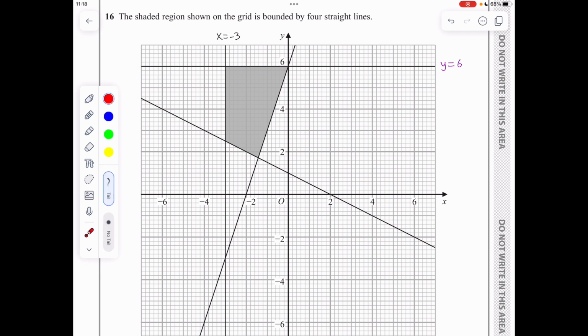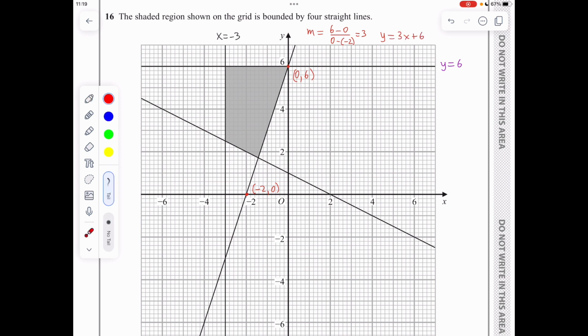For the other two straight lines, we need to determine their gradient and their y-intercept. Starting with this one here, I will pick out 2 points through which the line passes. So it passes through the point with coordinates -2, 0, and the point here with coordinates 0, 6, which also happens to be the y-intercept. So the gradient will be y2 minus y1 over x2 minus x1. So it's going to be 6 minus 0 over 0 minus -2, which gives an answer of 3. The y-intercept c is 6, and therefore this line has equation y is 3x plus 6.